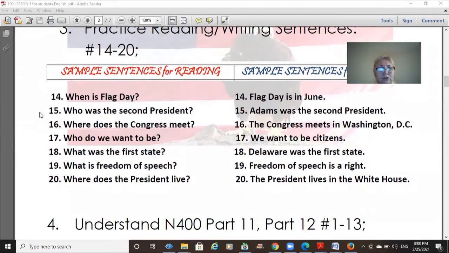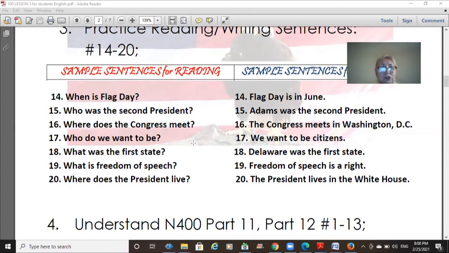Number 15 for reading, who was the second president? Number 15 for writing, Adams was the second president. Capitalize the word president because this is something related to government, and I would suggest any words related to government should be capitalized. Number 16 for reading, where does the Congress meet?